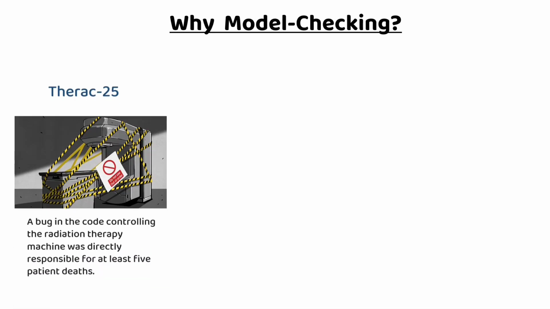Therac-25 was a computer-controlled radiation therapy machine for curing cancer patients. Unfortunately though, it was involved in at least 5 patient deaths between 1985 and 1987. It gave massive overdoses of radiation due to a software bug in the program.